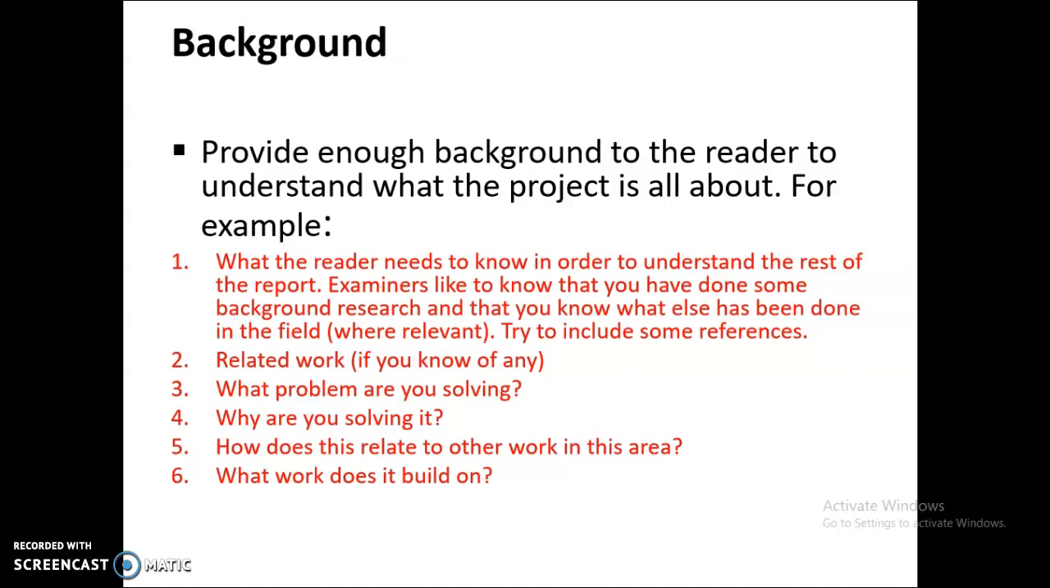So try as much as possible to provide enough background to the reader about your project, and try as much as possible to include citations and references based on related work. If you know of any, you must cite it there.